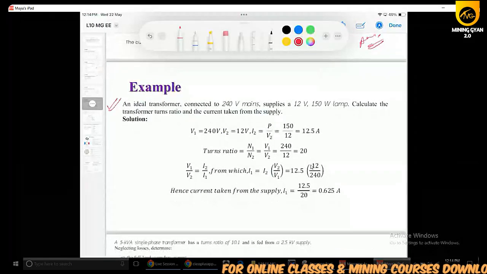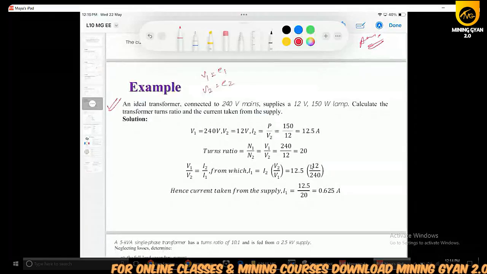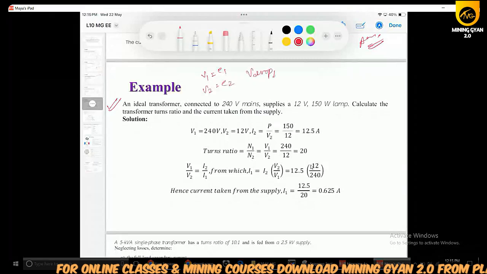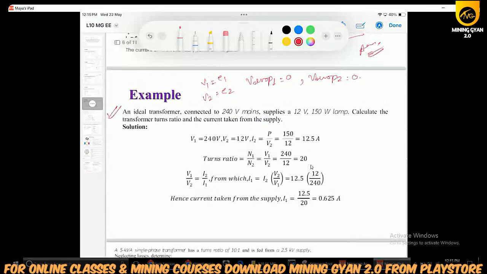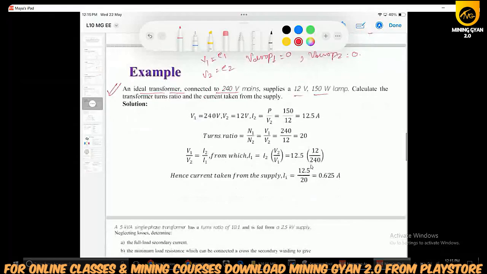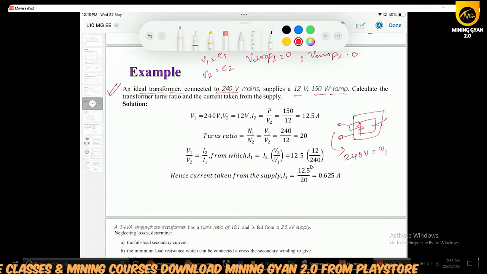Ideal transformer means what? V1 will be equal to E1 and V2 will be equal to E2, and the voltage drop in the primary winding will be 0. Voltage drop in the secondary winding will be 0. Okay. So an ideal transformer is connected to 240 volt mains, supplies a 12 volt 150 watt lamp. This is the ideal transformer. So it is connected through what? 240 volt supply. That is the V1, and this is the secondary side.